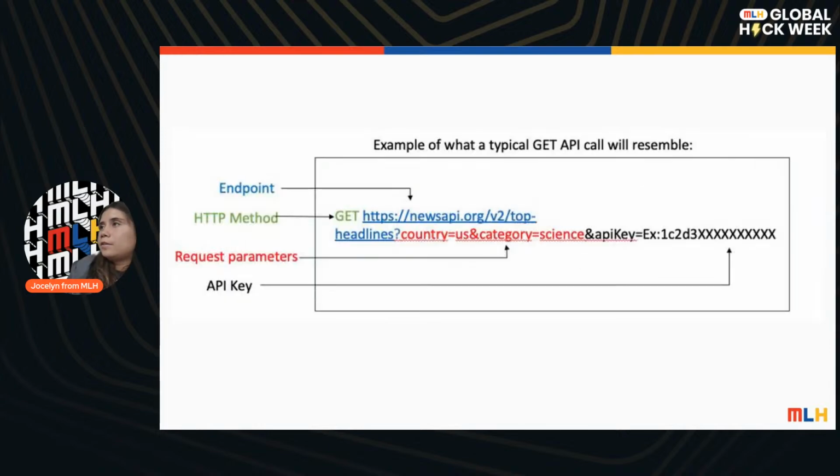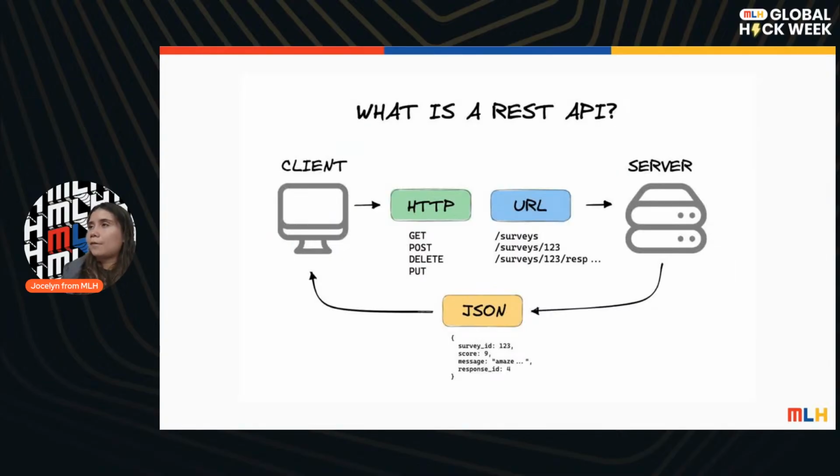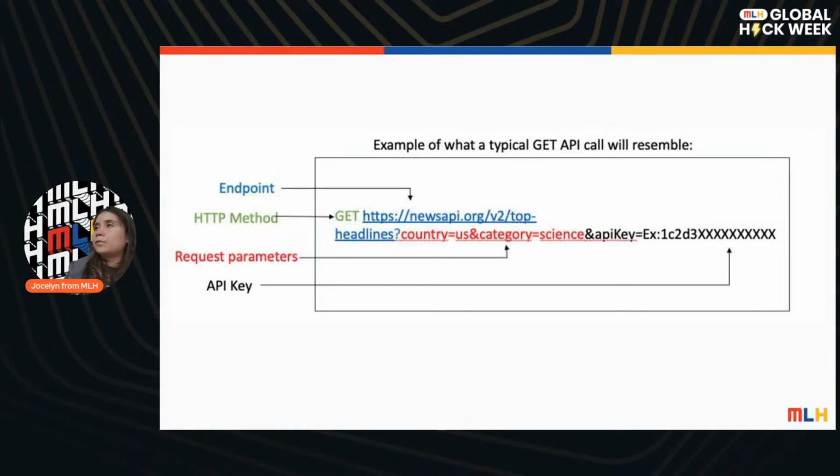Let me see if there's another one in here. So this is a more specific example to what we saw previously about having our HTTP method over here and then our URL. So this is a typical example of what a GET API call will resemble.